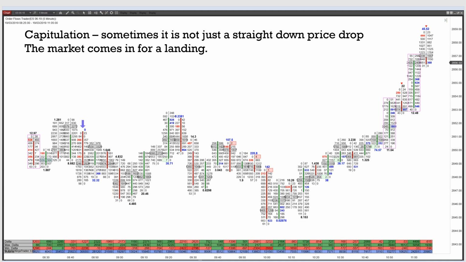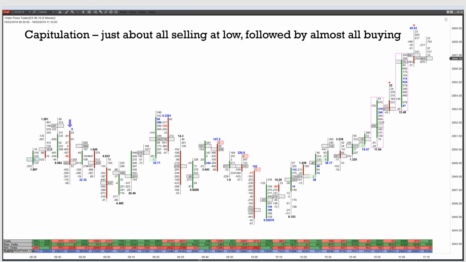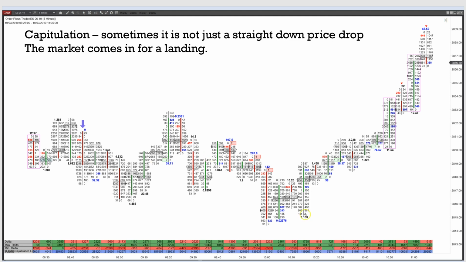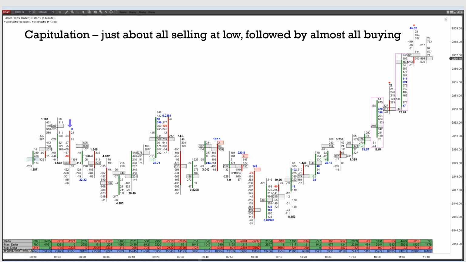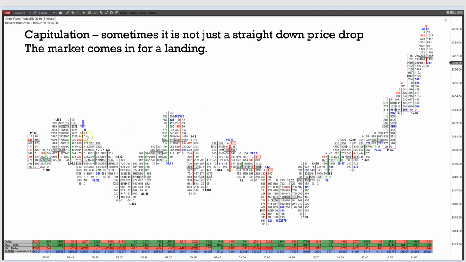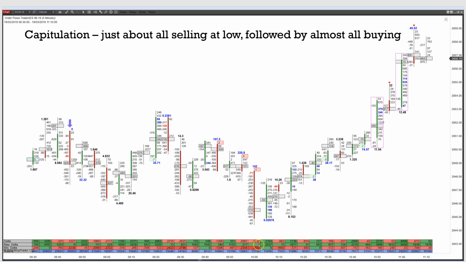This is the same thing right here. This is the volume footprint chart. This is the delta chart. And again, I prefer a straight down price drop, dramatic. This is a market that's just sort of coming in for a landing, like an airplane. Airplanes don't just drop at 45 degrees for a landing. They sort of just glide right in before taking off. It's bullish. I'll give it that much, just based off of what you're seeing in here with the deltas.